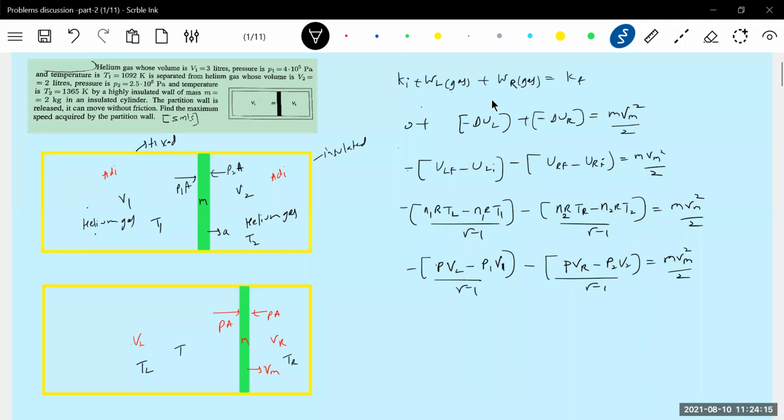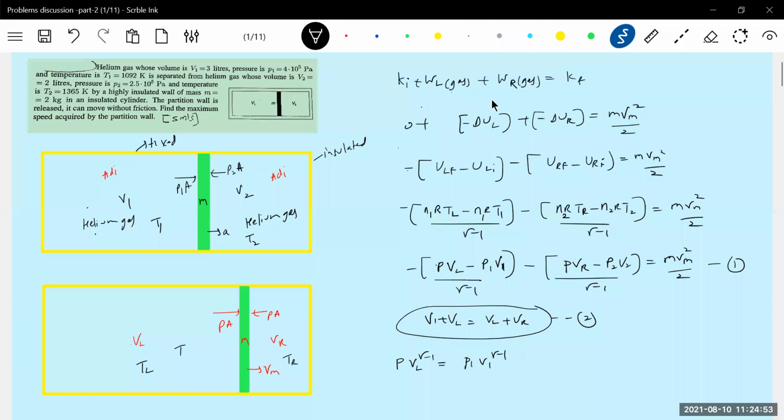What are the unknowns? P, VL and VR. The total volume of the gas must be conserved, so the first equation, equation 1, is that the overall volume will not change. Now I need one more equation. I'll apply the adiabatic process in each chamber: P VL to the gamma is equal to P1 V1 to the gamma. So I know the expression for P.